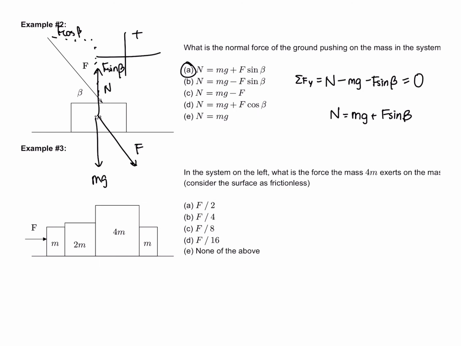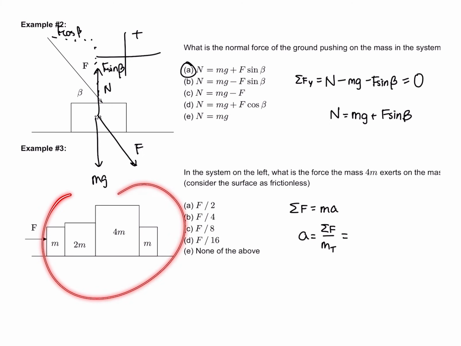So as in a lot of other problems with systems, like I mentioned earlier, the first thing we're going to do is find the acceleration of the system. So sum of the forces is equal to the mass times the acceleration. So the acceleration is the sum of the forces over the total mass of the system. The only force that's external to this 4-block system is F over here. So that would be F divided by the total mass of the system, which would be m plus 2m plus 4m plus m, which is 8m.